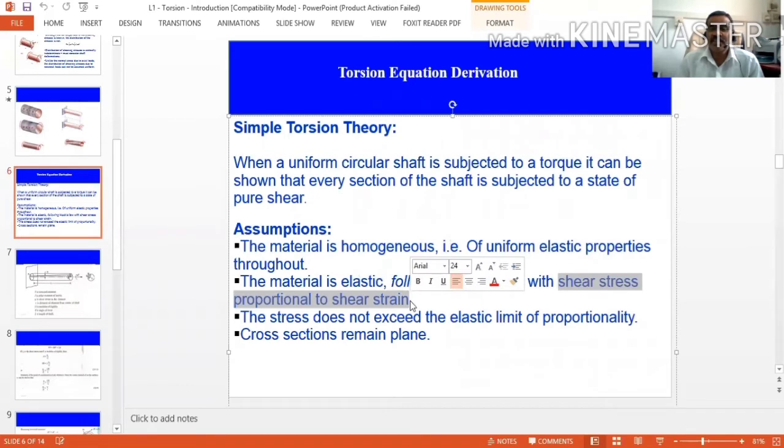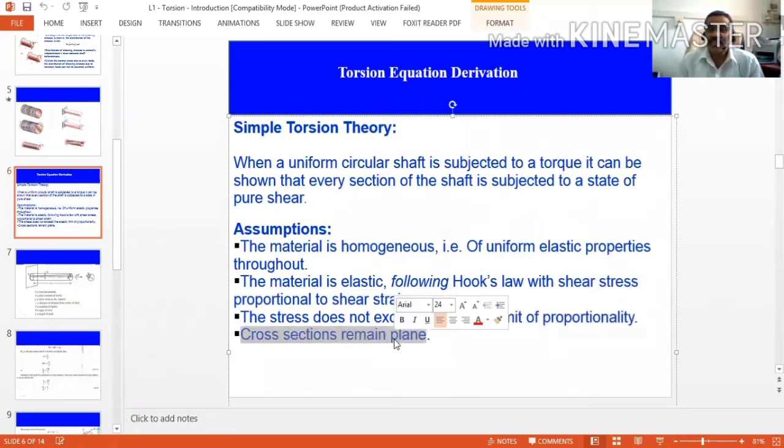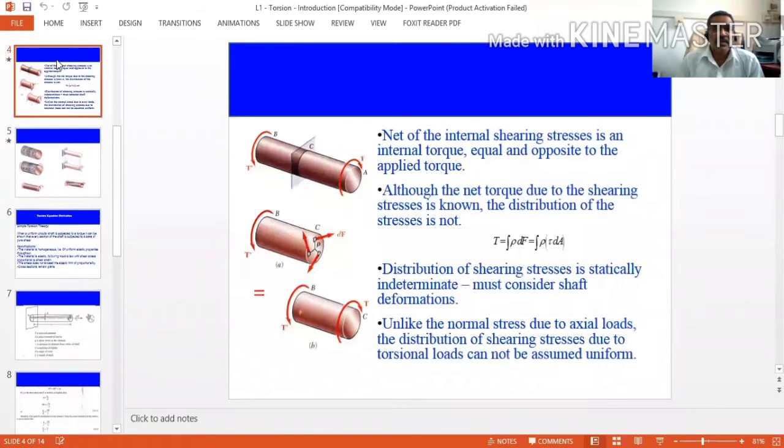Here stress is directly proportional to strain, within the elastic limit of proportionality, as we have already seen. Finally, the cross section remains plane after application of the twisting moment also.